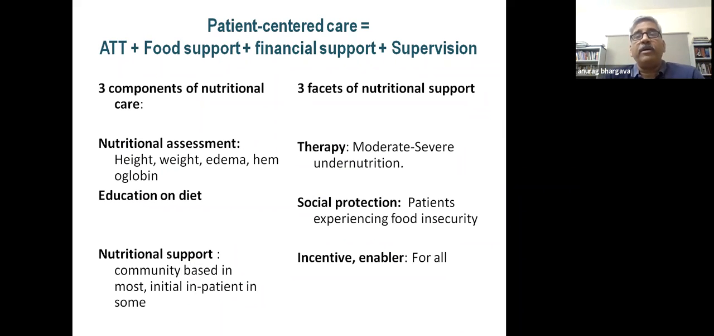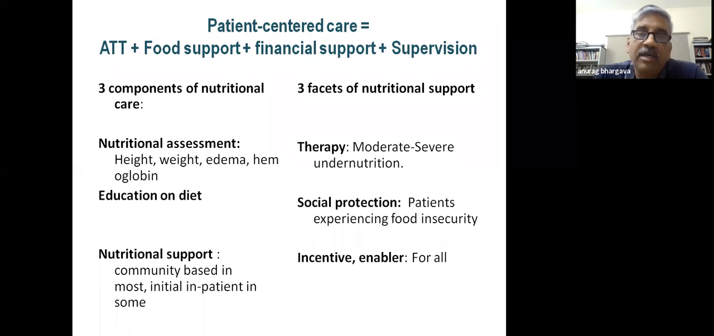So in the context of patient-centered care, in the context of the NTB strategy, I think along with effective anti-TB treatment, food support and financial support in a country like India, along with supervision, should define this concept of patient-centered care. Nutritional care should incorporate nutritional assessment, education and diet, and nutritional support, which can be community-based in most. Often, food support is seen as an incentive and enabler, and I think that is a wrong way to frame it. Patients who have moderate and severe undernutrition require nutrition support as therapy.